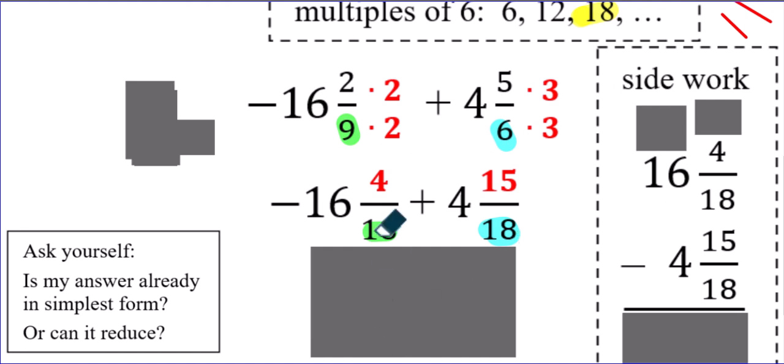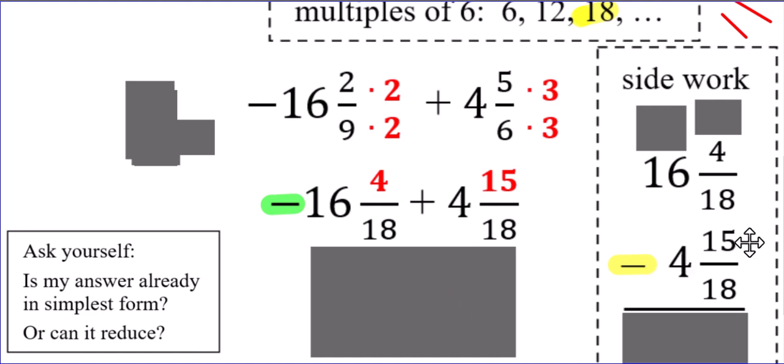What do I do from here? Well, from here I got to pay attention to the signs of the numbers. Notice we have a negative and we have a positive. So I'm going to have to go off to the side and subtract their absolute values. How do I know who goes up top? The mixed number with the bigger absolute value. Look at the whole number part. 16 is bigger than 4, so the 16 goes up top. I do not bring negatives over here in my side work, ever. 16 and 4/18 minus 4 and 15/18. I'm subtracting because it's a negative plus a positive.